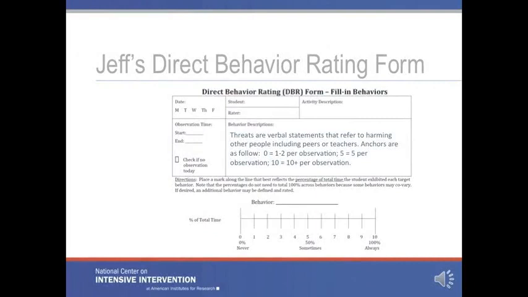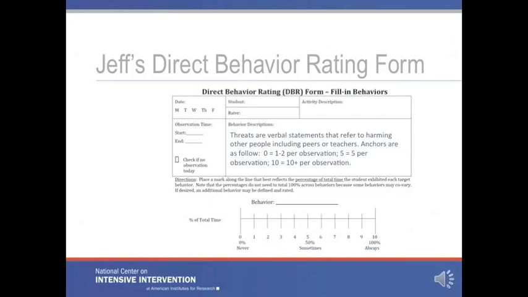Here is an example of what the DBR might look like for a different student. As you can see, the definition of the target behavior is included, as well as an estimate of the anchors used. So, for Jeff, the behavior was threats, which refer to verbal statements that refer to harming other people, including peers or teachers. The school team estimated again that 1 to 2 occurrences would be marked as a 0, 5 occurrences would be marked as a 5, and 10 or more as a 10.